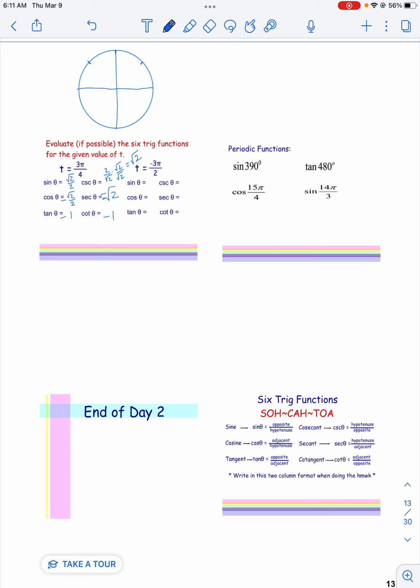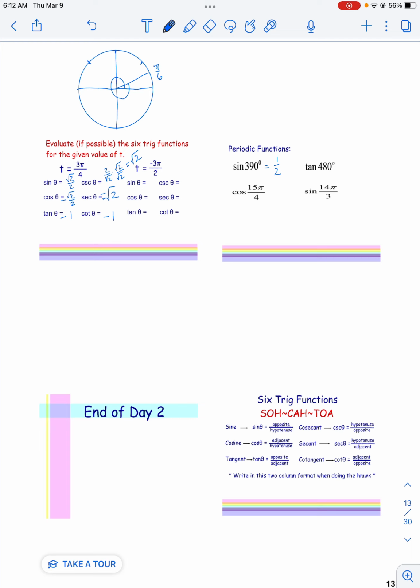Okay, now these functions are all periodic functions, which means that you can keep making more rotations around the circle. So the sine at 390 degrees would be 360, and 30 degrees past that is at pi over 6. We know that's a 30-degree reference angle, and so the sine at 390, even though it's not within that 360 range, is 30 degrees past it, so the sine there is going to be 1/2.